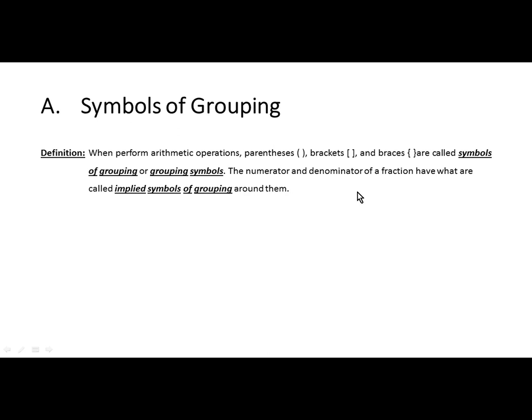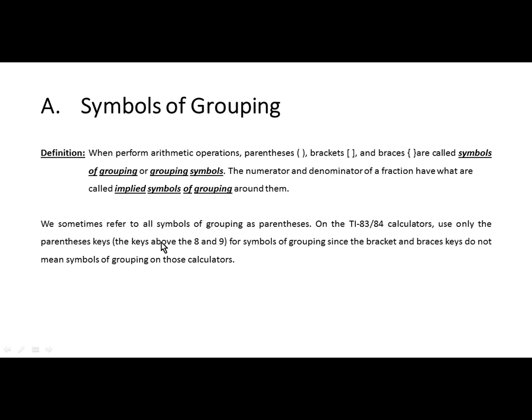The numerator and denominator of a fraction have what are called implied symbols of grouping around them. Remember, when we give it to the calculator, we have to put the parentheses around numerators and denominators. In the calculator, always use parentheses for symbols of grouping. Even though the brackets keys and the braces keys are there, they mean something entirely different to the calculator. Most of the time, all symbols of grouping are simply called parentheses.